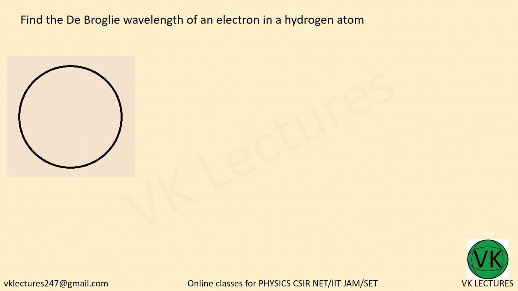Now here is a question. Find the de Broglie wavelength of an electron in a hydrogen atom. Now here is the center, this is the radius. We don't know what is the position of the electron, whether it is in the first excited state or the ground state or any other state. Let us, for example, take it as the nth state. So this would be Rn, the radius of the nth orbit.